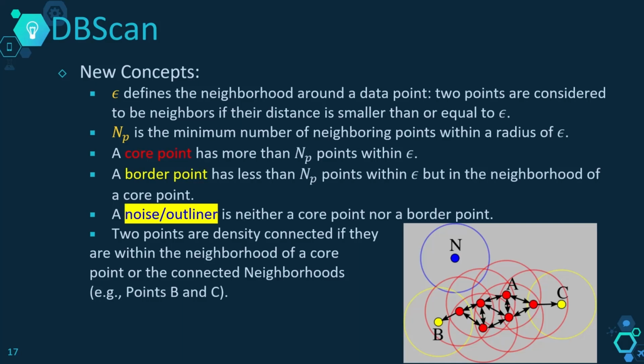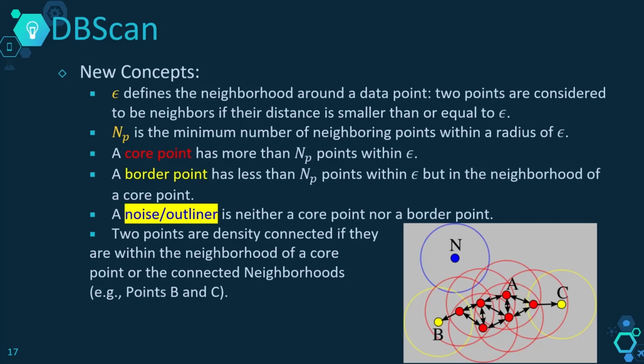So for this point, we'll take a look at how many points are within the distance of epsilon, in the vicinity of this point. For example, if NP is 3, and there are 3 or more points, then we say that this one satisfies the criterion of a core point, so it is a core point. If it has less than that, it's not.